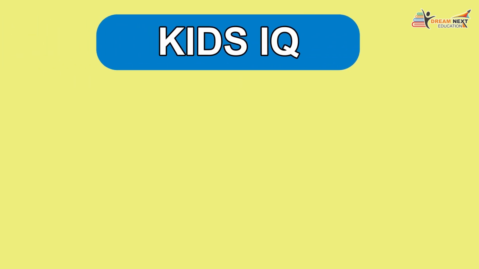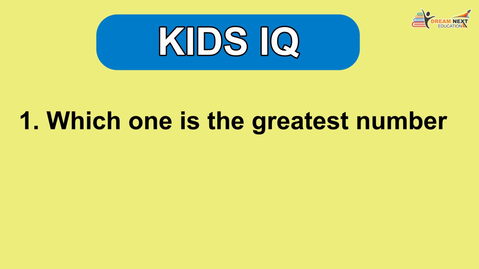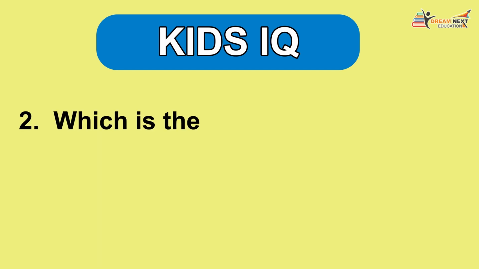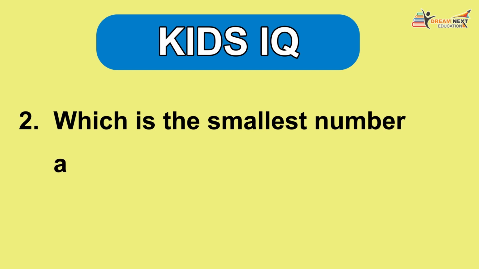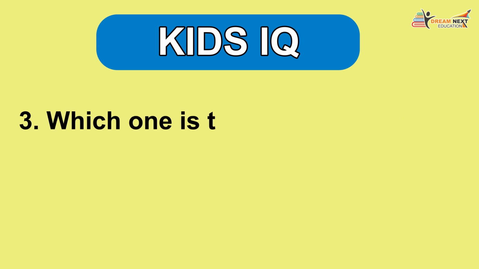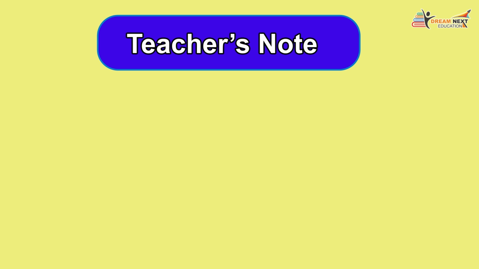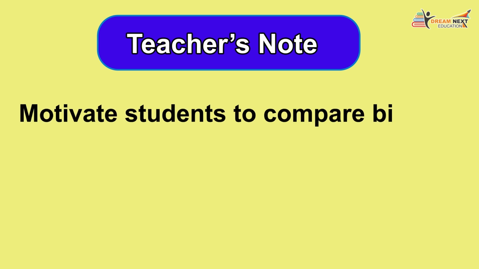Kids IQ. 1. Which one is the greatest number? 45, 63, 25, 87. 2. Which is the smallest number among 48, 87, 61, 32? 3. Which one is the greatest number? 56, 78, 32, 96. Teacher's note. Motivate students to compare bigger numbers.